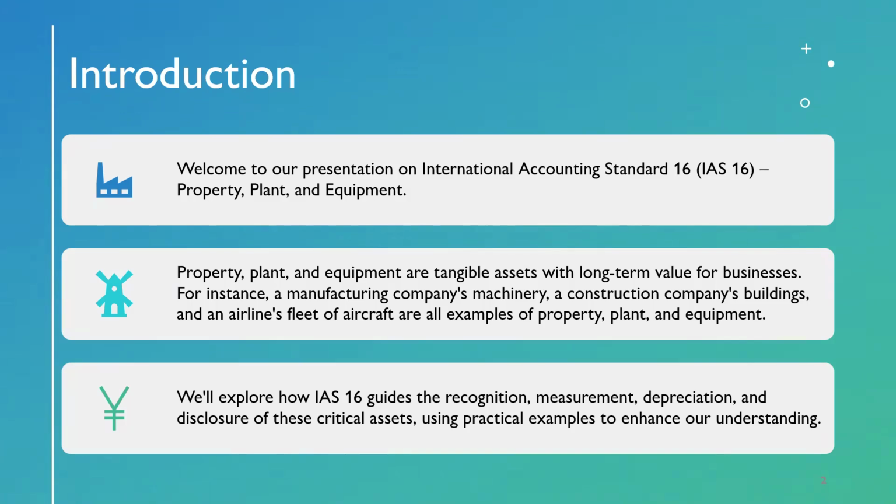Property, plant, and equipment are significant assets for most businesses. Accurate accounting ensures transparency and reliability in financial reporting. For instance, a manufacturing company's machinery, a construction company's buildings, and an airline's fleet of aircraft are all examples of property, plant, and equipment. IAS 16 standardizes the recognition, measurement, and disclosure of these assets, enabling comparability across entities.